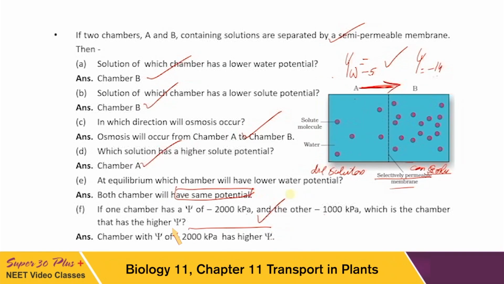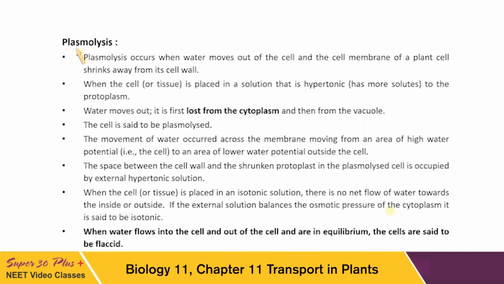So this is the NCERT diagram. Frequently, questions based on this come in examinations. Come to the next now. Proceed to plasmolysis. Plasmolysis, which is also related to osmosis, occurs when water moves out of the cell and the cell membrane of the plant cell shrinks away from the cell wall. That is called plasmolysis.